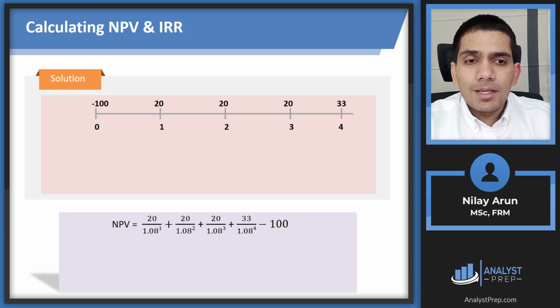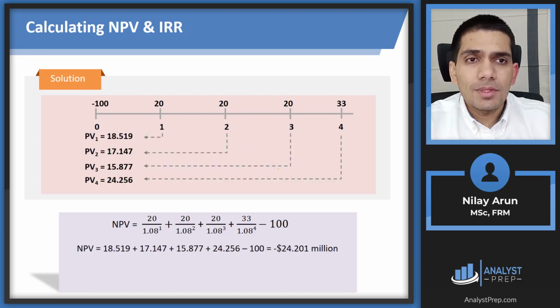So this is how we will do this. 20 divided by 1.08 raised to the power of 1, plus 20 divided by 1.08 raised to the power 2, and so on, because 8% is our discounting rate, minus 100. And these are the values that we are going to get. So 20 in present value terms for 1 year is 18.5. Similarly, this 20 goes down to 17.14 and so on. So we have these 4 cash flows. These are the present value of cash inflows, and this is your outflow.